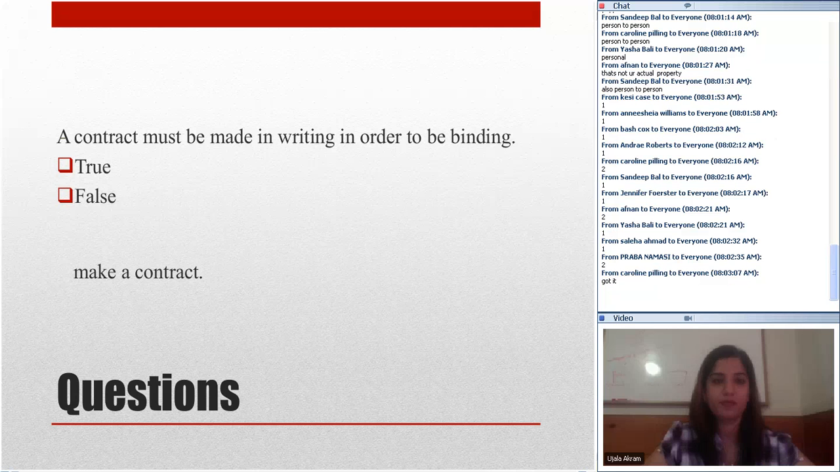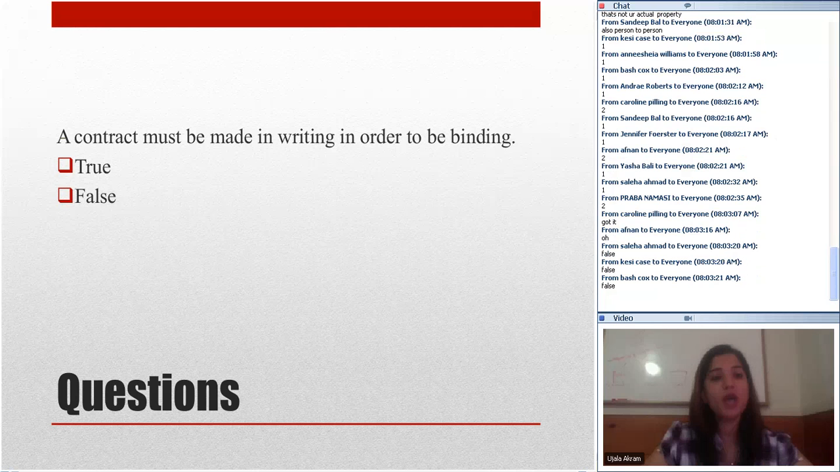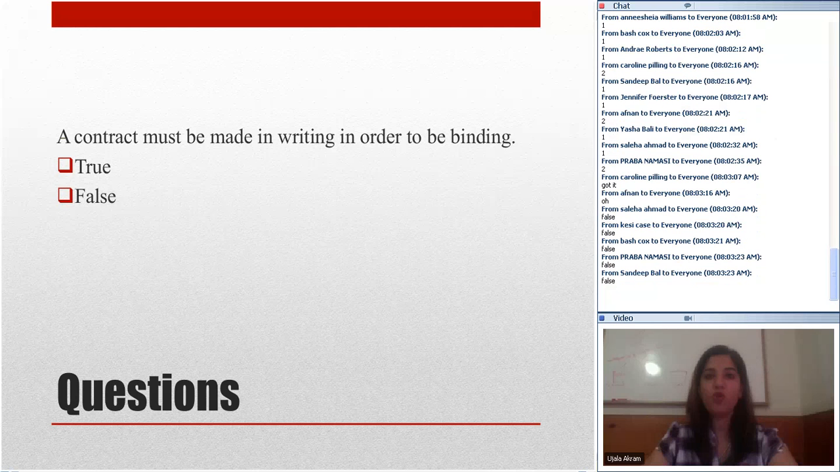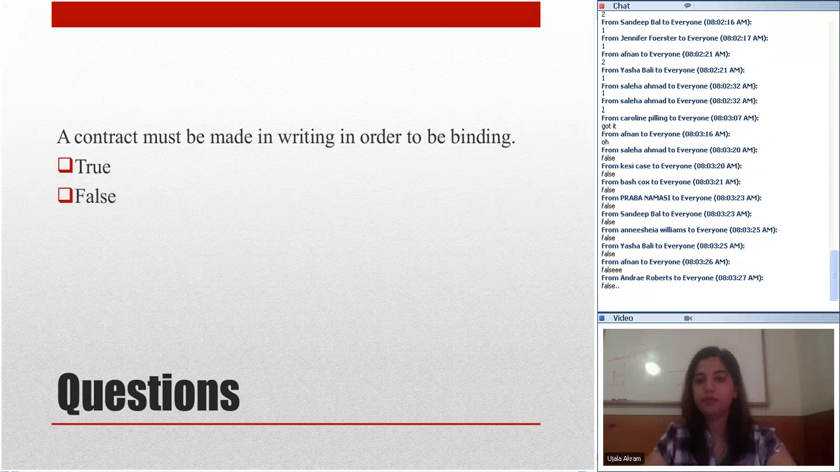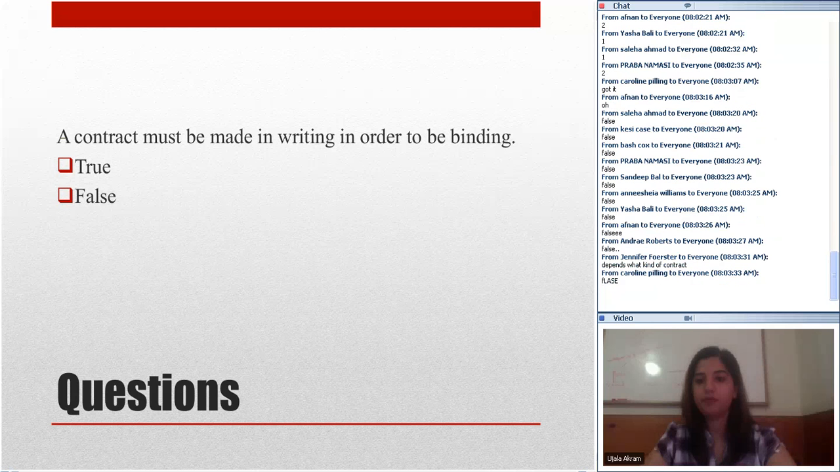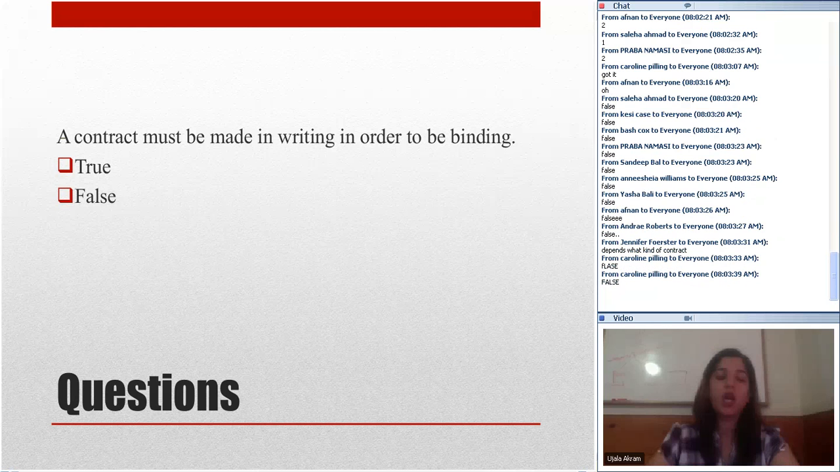Okay, a contract must be made in writing in order to be binding. True or false? False. Absolutely right. Very good. Like we just discussed, we enter into a lot of contracts that are not in writing, such as riding a bus, eating at a restaurant, all the examples that we just discussed. Excellent.